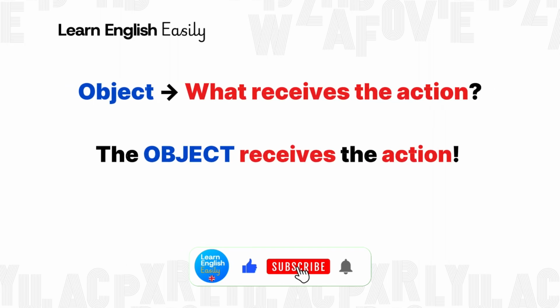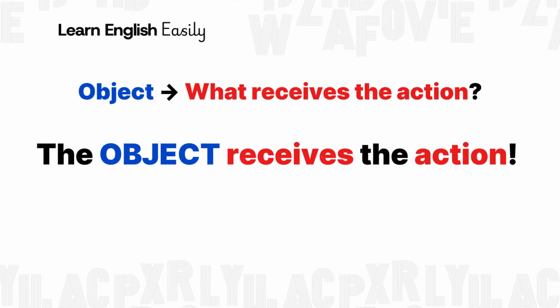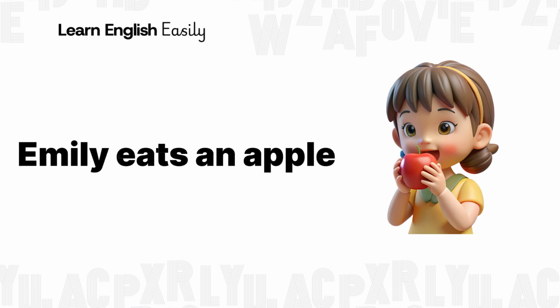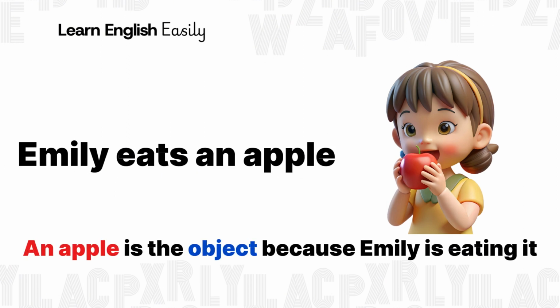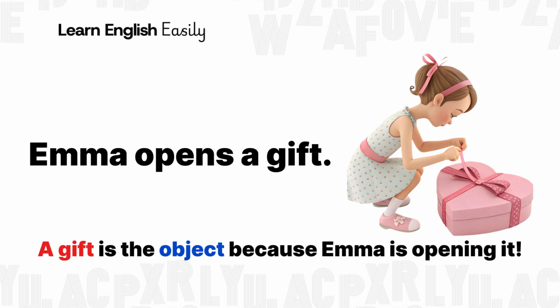The object is the thing that receives the action. It's what the subject is acting on. For example, Emily eats an apple. An apple is the object because Emily is eating it. Emma opens a gift. A gift is the object because Emma is opening it.